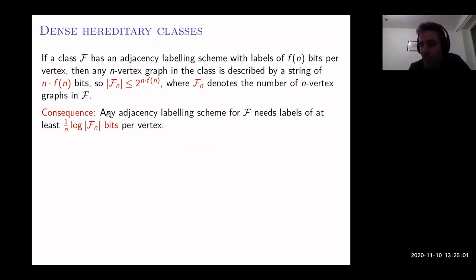So if you look at the family of all graphs, this would make n over 2, because there are 2 to the n squared over 2 graphs. So you need at least n over 2, and you can do that with n over 2. It was known for a long time with a lower order term, but it was proved by Alon a couple of years ago that you can really do that. Also for bipartite graphs, you can do n over 4.